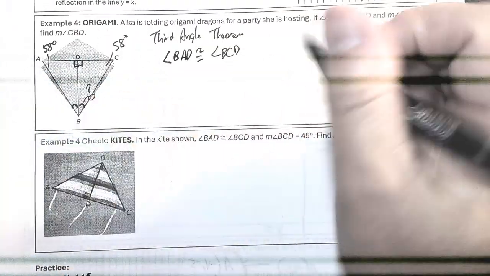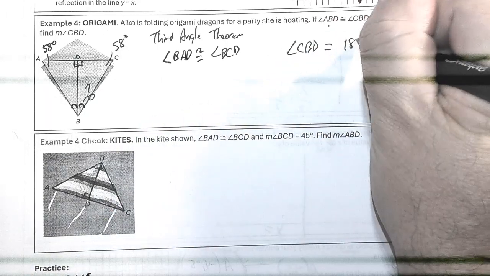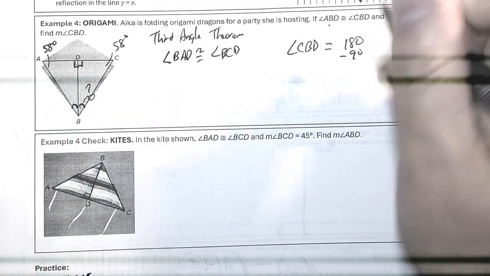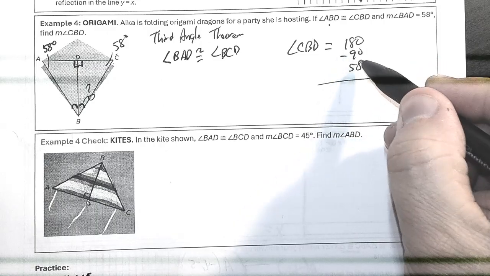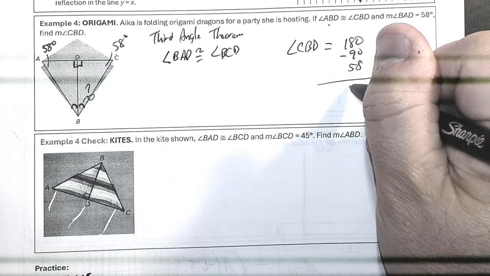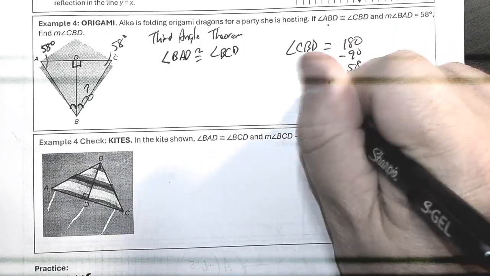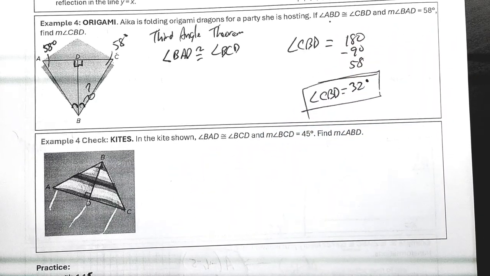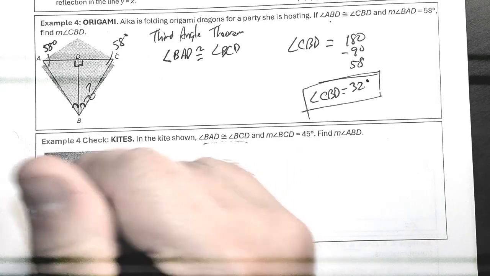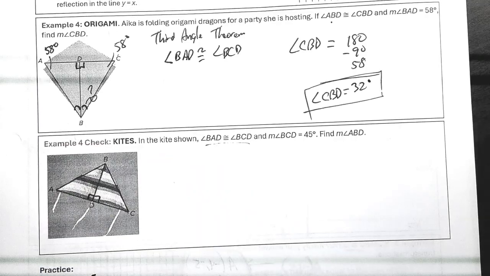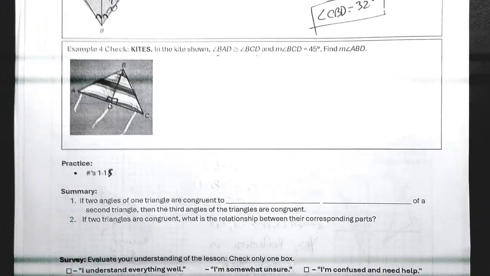All right, so to find CBD, we take our triangle, 180, minus our 90-degree angle and then subtract the other angle that we know, which is 58. So 180 minus 90 is 90. 90 minus 58 is 32. So angle CBD is 32 degrees. So same thing down here. Your angles are congruent. You've got a box here, so that means there's a box there. Pretty simple stuff, especially if you've been paying attention.